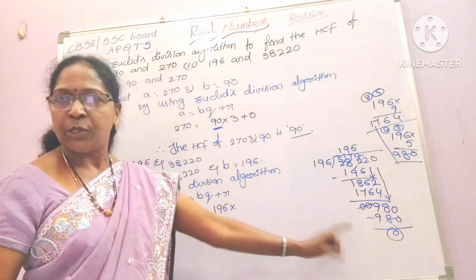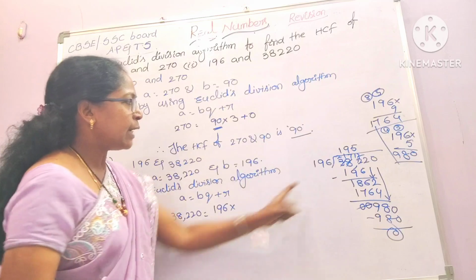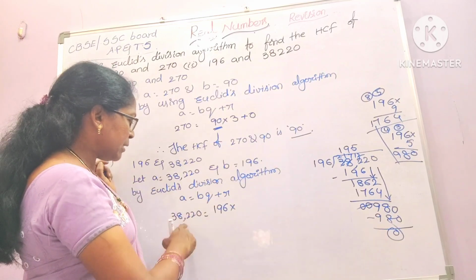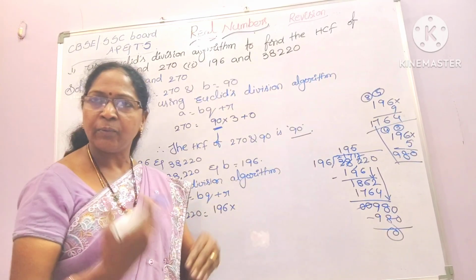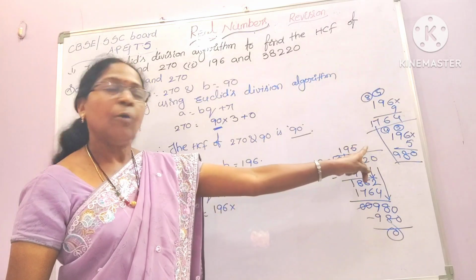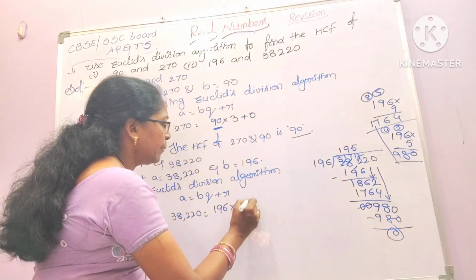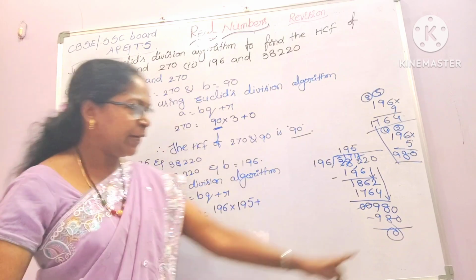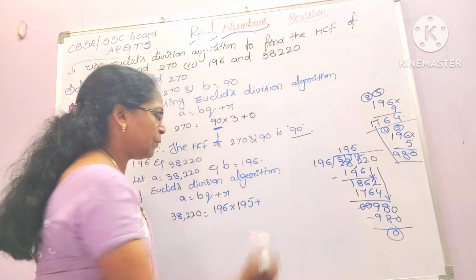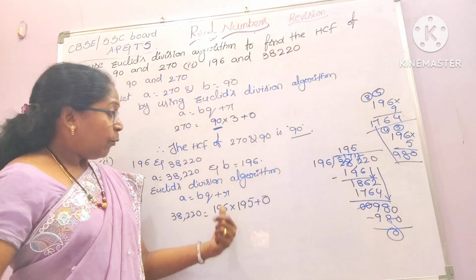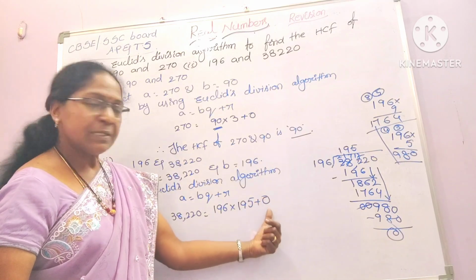That equals 980. Now subtraction. Remainder equals 0, we got. So here how many times is it divisible? This 196 is divisible in 38,220 how many times? 195 times. This is the quotient value. 195 plus the remainder equals how much we got? 0. 196 into 195 plus 0.